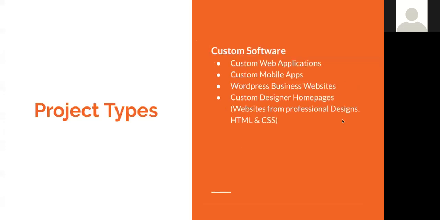Okay, so for project types, for custom software, there's custom web applications, custom mobile apps, WordPress business websites, custom designer homepages, so websites from professional designs with HTML and CSS. So we're going to go over some of those things.